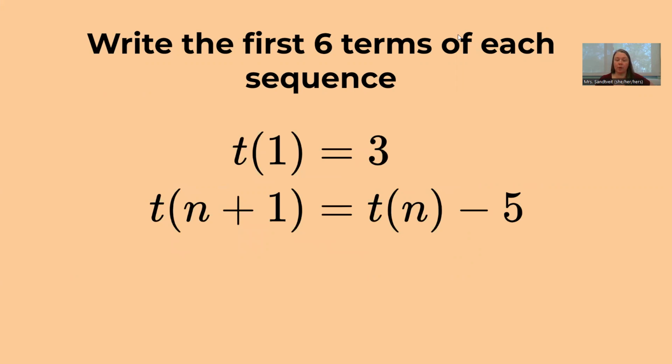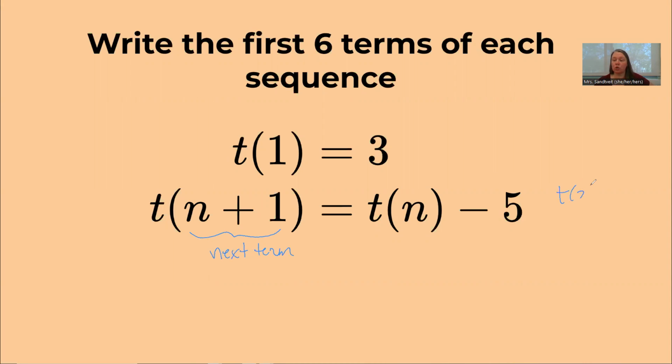All right, now this one, this is something recursive. This one looks a little bit different. So they gave you what the first term was, and then they give you this rule to get the next term. So this is T1. This right here means to get the next term. So if I want to get term 2, then I would have to put a 1 here, and that would give me 2. So I put a 1 for n here, then I would put a 1 here.